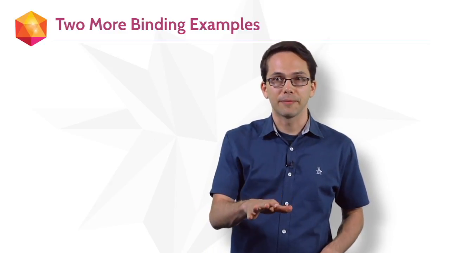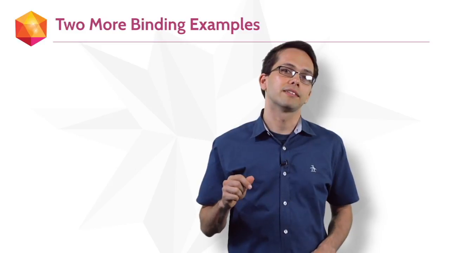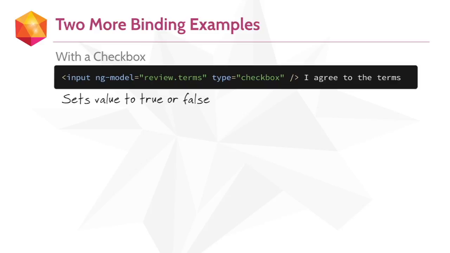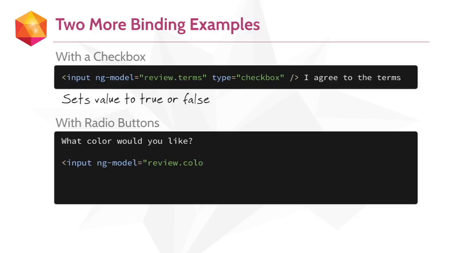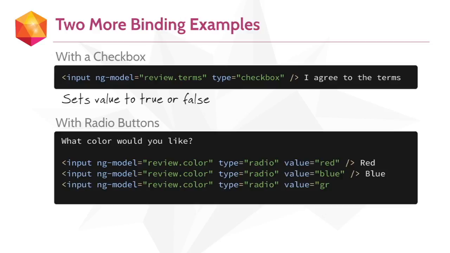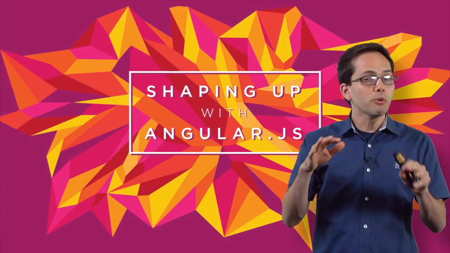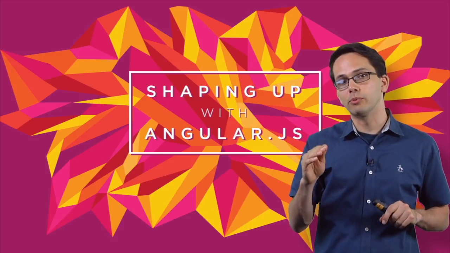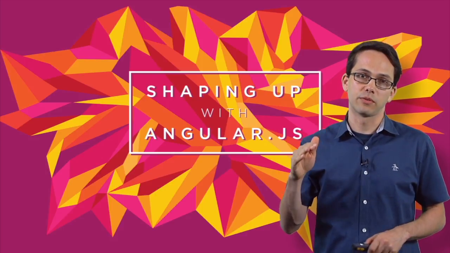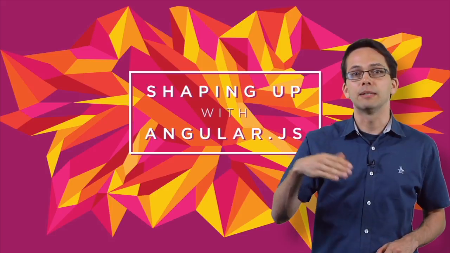But before we do that, I want to let you know about two more binding examples. First, if you have a checkbox, we could use ng-model to bind to the checkbox, which will set it to true or false. Also with radio buttons, we could set ng-model. In this case, of course, the value would be red, blue, or green, based on which is selected. Before we move any further, I want to make sure you're comfortable with using ng-model to create forms. Give it a try, and then we'll take the next step.